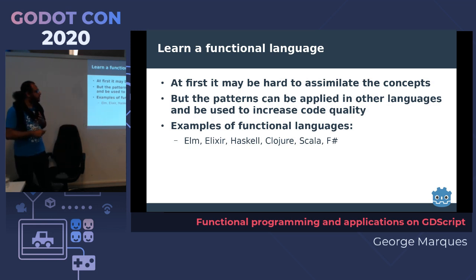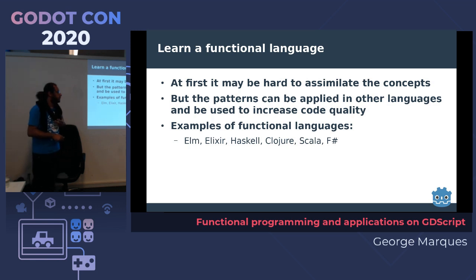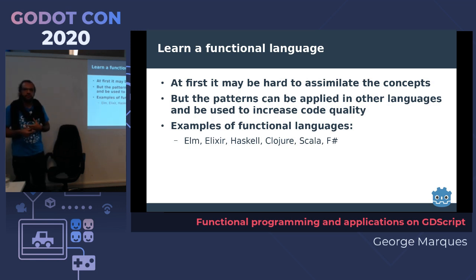So one example is Elm, which is like a web framework, essentially, that is very functional. So if you like web, you can use this language to learn some functional concepts. Also, seeing the web stuff happening is actually quite interesting. Elixir is a more traditional language. It's based on the Erlang virtual machine.